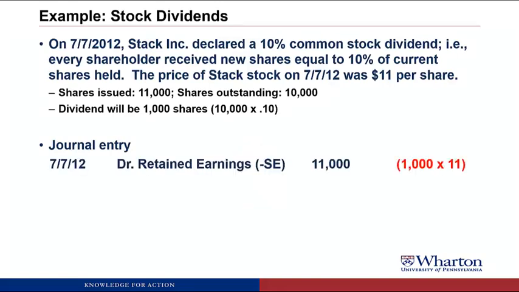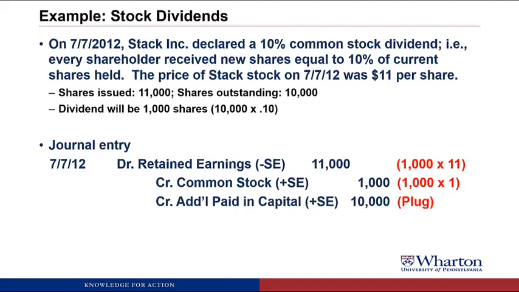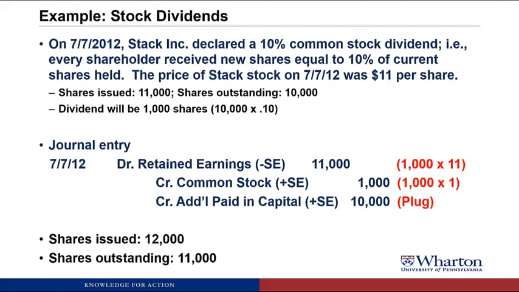Okay, so we're going to debit retained earnings like we do with any other dividend. The amount's going to be $11,000. That's the 1,000 new shares times the $11 market price on July 7th. But instead of dividends payable, which we would do with a cash dividend, we're going to credit common stock for 1,000. That's 1,000 new shares times the dollar par value, and then credit additional paid in capital for the other $10,000 for the plug. So a stock dividend involves a new share issuance, so we do both common stock and APIC. That adds 1,000 shares to our shares issued, which now go up to 12,000, and now there are 11,000 shares outstanding with still 1,000 shares held in treasury.